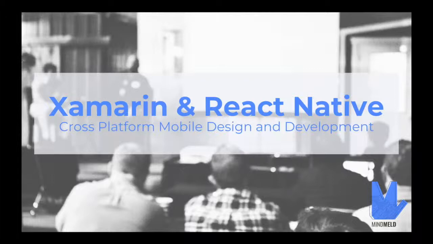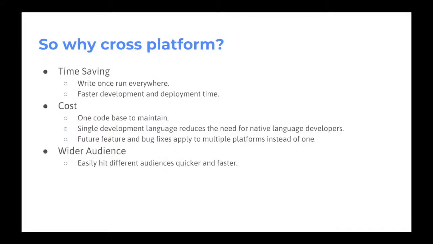We're going to go over Xamarin and React Native and cross-platform in general. Why do we do cross-platform? Time saving. We want to write once, deploy everywhere. We usually have faster development and deployment times. Cost: one code base to maintain is cheaper than two separate native apps. A single development language. Feature and bug fixes are typically easier and faster to do, and we can reach a wider audience very quickly.